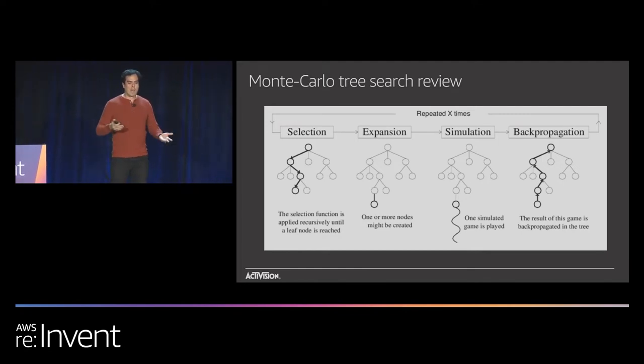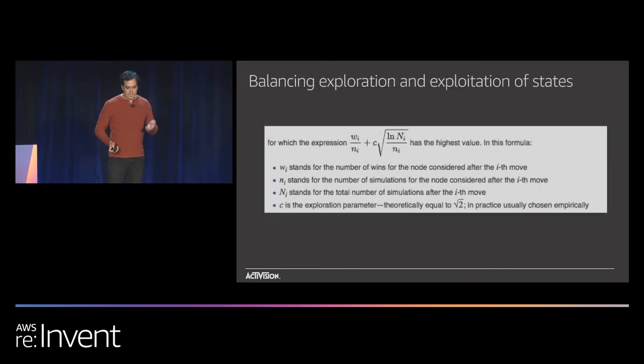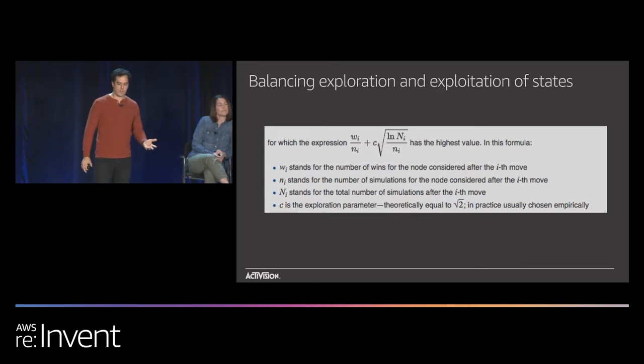So we need to balance this exploration and exploitation. And this is the standard formula for Monte Carlo Tree Search for exploration and exploitation. On one side, the left side, that's the reward. So this is how much I know about the subtree. This is how much I know about this path. I collected this reward, I collected this signal. I know that if I go here again, I'm gonna get this reward.